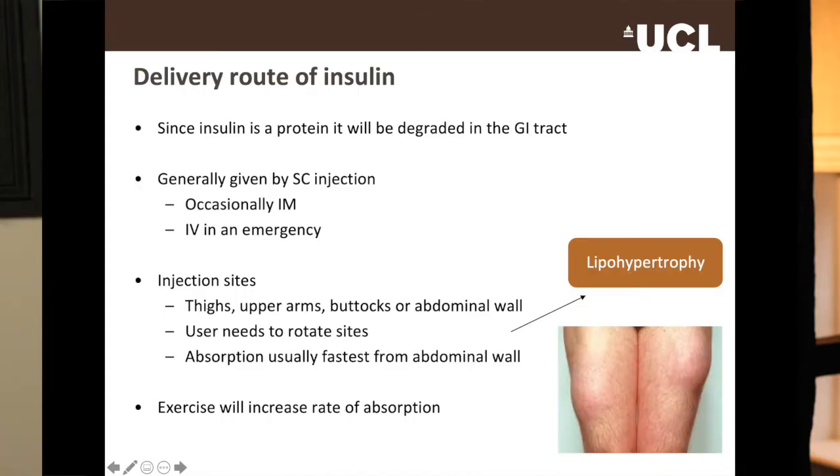Where are the injection sites? They're typically thighs, upper arms, buttocks or abdominal wall, and the user needs to rotate the site of injection, and the reason is because if you don't do that, you're at risk of lipohypertrophy. What you sometimes see in patients who constantly inject in the same place is they get a build-up of fat as a ball underneath the surface of the skin. There's an example shown on the screen. That's a collection of fat which has accumulated around the multiple injection sites. So it's really important to say to a patient, you need to inject at multiple places to stop this happening.